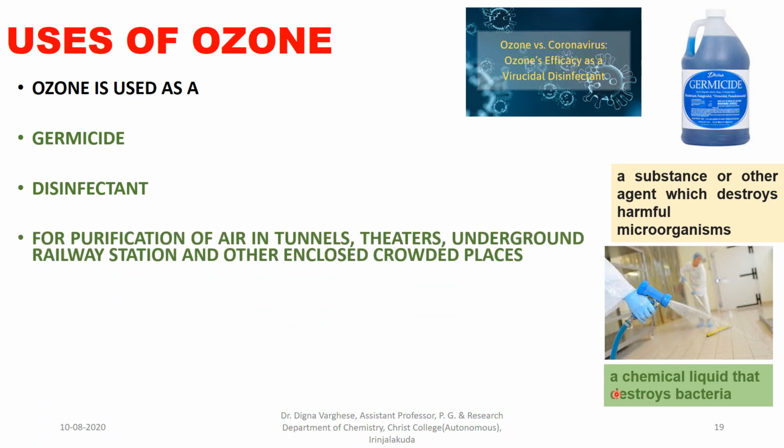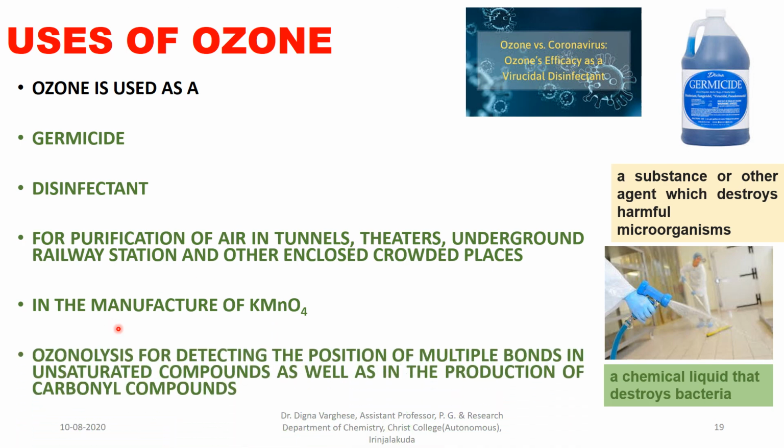It is also used for the purification of air in tunnels, theatres, underground railway stations, and other enclosed crowded places. It is also used in the manufacture of potassium permanganate, and for ozonolysis for detecting the position of multiple bonds in unsaturated compounds as well as in the production of carbonyl compounds.